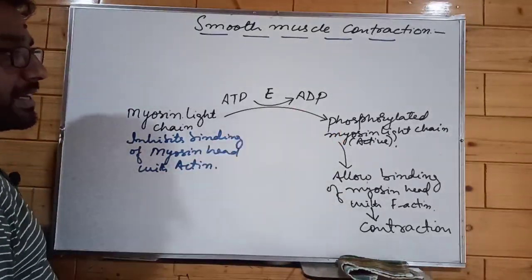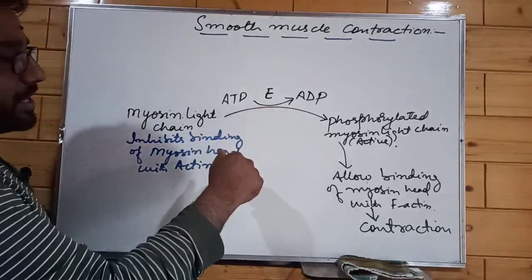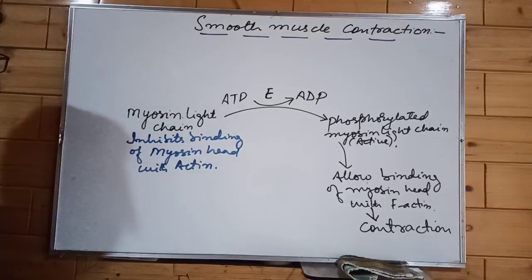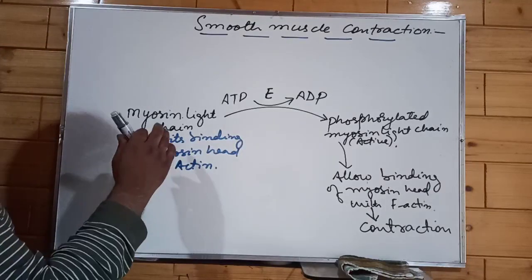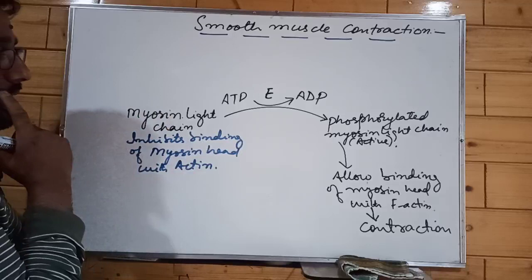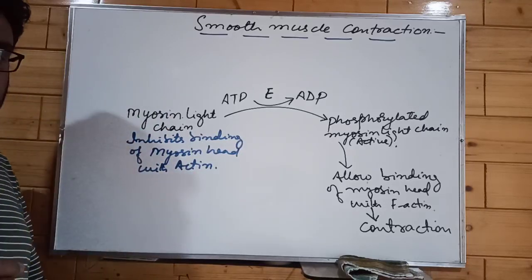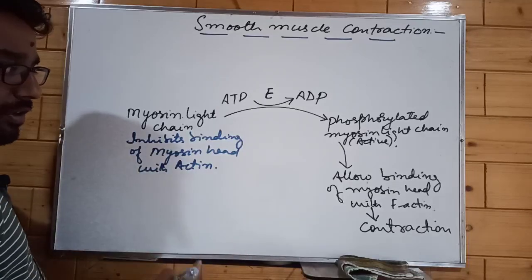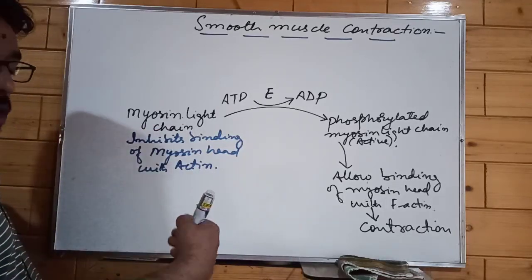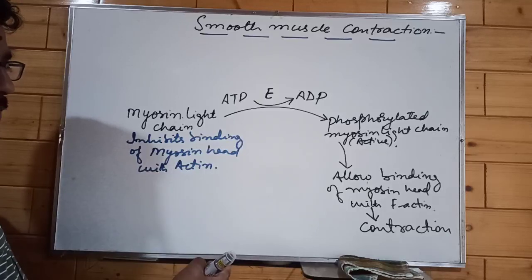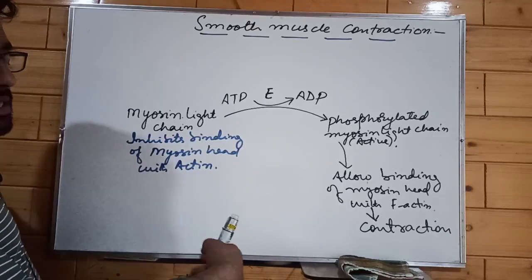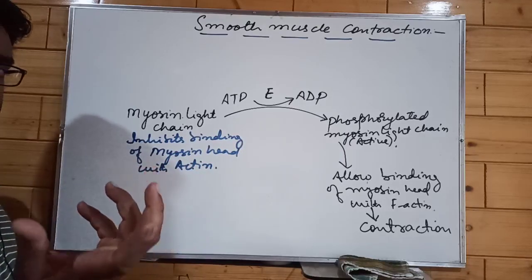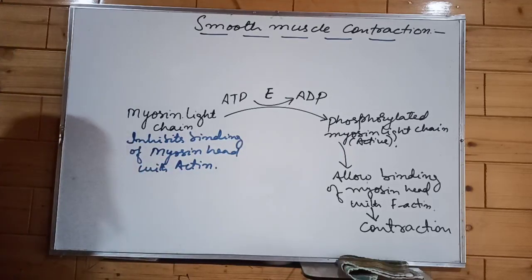Actually, this phosphorylation activates the ATPase enzyme which is present in the myosin head. You must be knowing this. The myosin head has got ATPase activity, because the sliding of the secondary myofilament, the sliding of actin over the myosin, over the primary myofilament, requires what? ATP. It requires energy, and that energy is derived from the ATP.